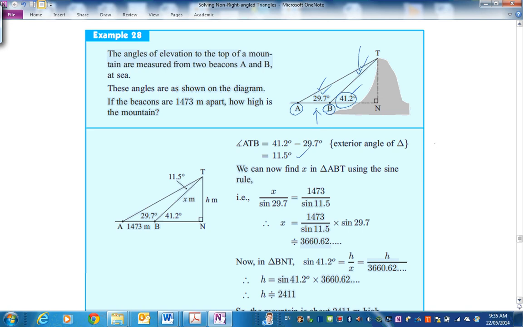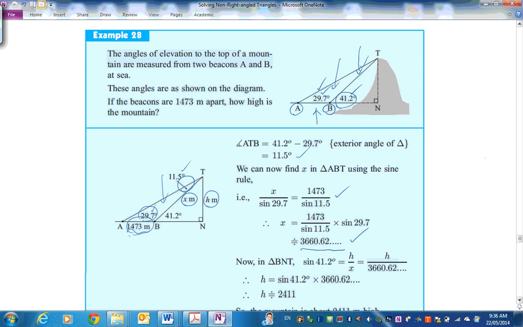We can now find an angle in triangle ABT, this one here. We've got that, we've got that, and we've got that. So using the sine rule, we can pop into here. x over the sine of the angle opposite equals 1473 over the sine of its angle opposite. So we've got an approximate value. Keep all those figures, because we want to go on and find the height now.